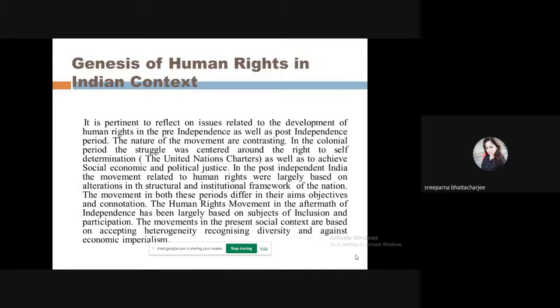So now I will move into the genesis of human rights in the Indian context, because this is our topic. We have to discuss human rights movements in the Indian context. Okay. So when we talk about human rights in the Indian context, if you go through any kind of literature, you will find certain explanations of how the concepts of rights have been embodied in the Indian context in the ancient time, in the medieval time, as well as in the modern period.